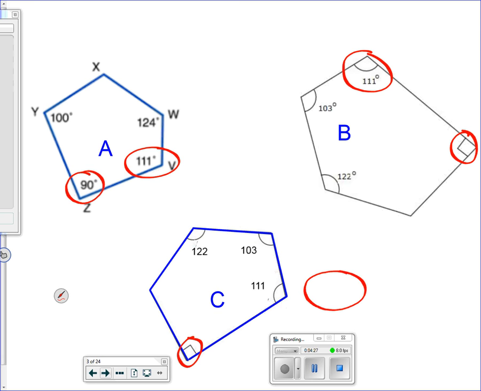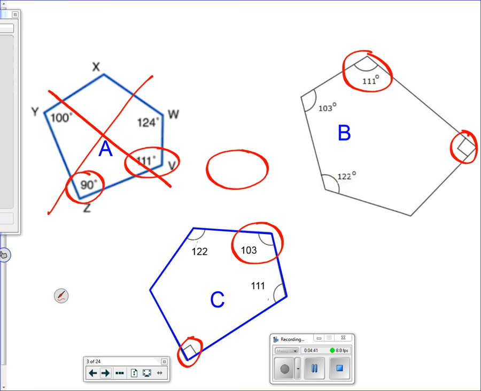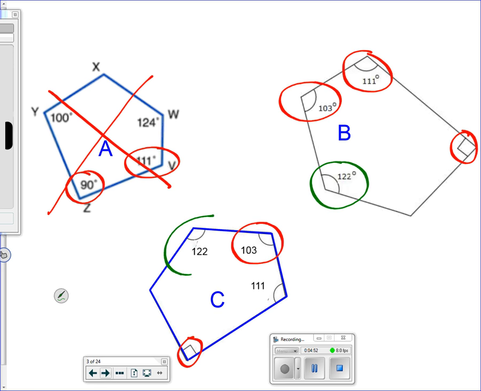So far so good. So if I look to one side of that 111, I should see 103. So let's go here, and there's a problem. Okay, so that says 124, and that one says 103. So this one's kind of out of the running for that. Okay, I don't have any chance of those figures being similar. So let's continue checking. After the 103, next to it is 122. So this is 122. And then we have this missing angle.